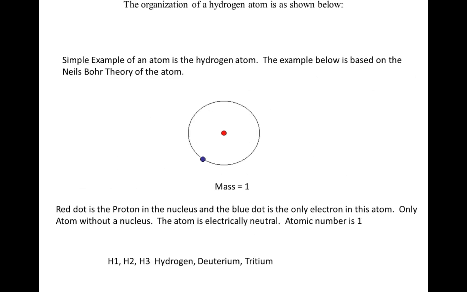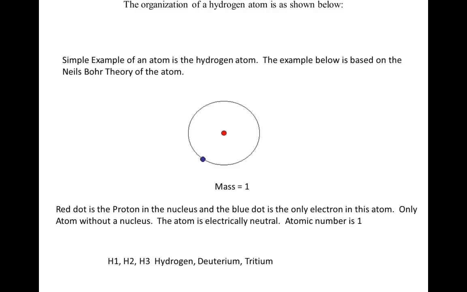The organization of a hydrogen atom is as shown below. This is the simplest example that you can probably find, and it was initially proposed by Niels Bohr, and it's known as the Niels Bohr theory of the atom. In the hydrogen atom, what you see is a sphere, and in the center of that sphere, you find a proton. And on the outside of the sphere, you find a single electron.